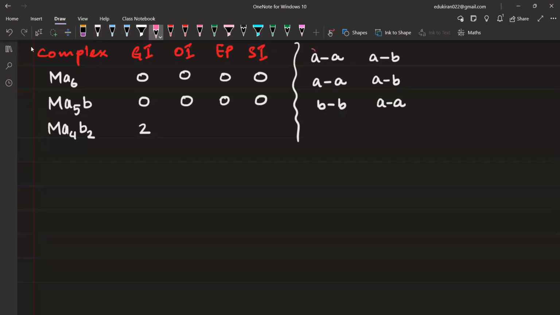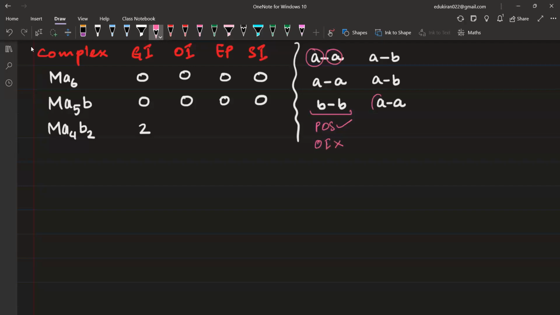Now, since you have A opposite to A, there are two same ligands opposite to each other. In that case, this particular isomer is not going to show any optical isomer, because you have a plane of symmetry. Plane of symmetry is present here, so optical isomer will not be present. The same thing goes here.